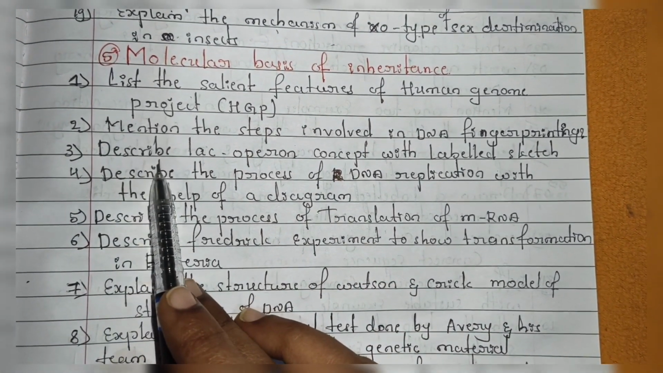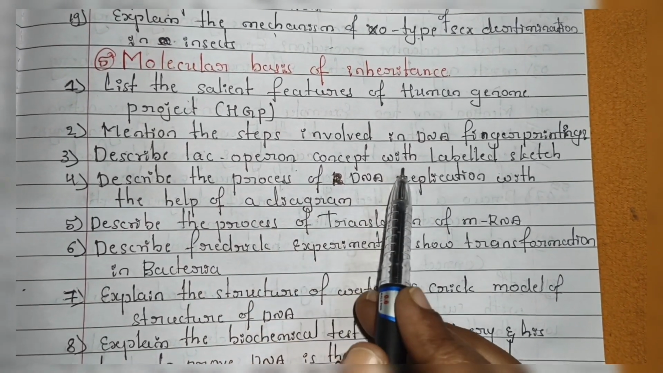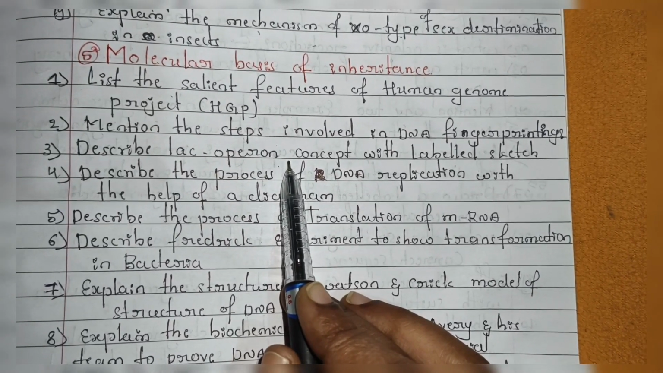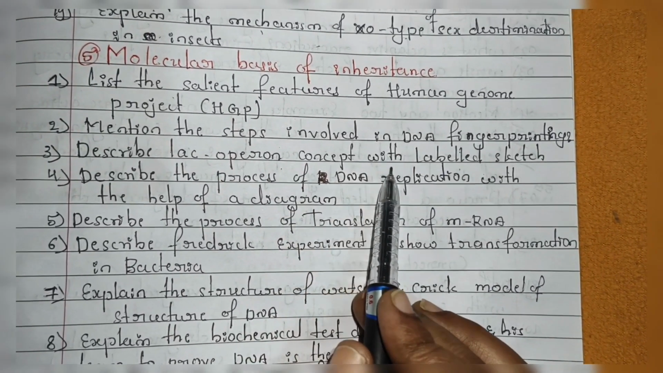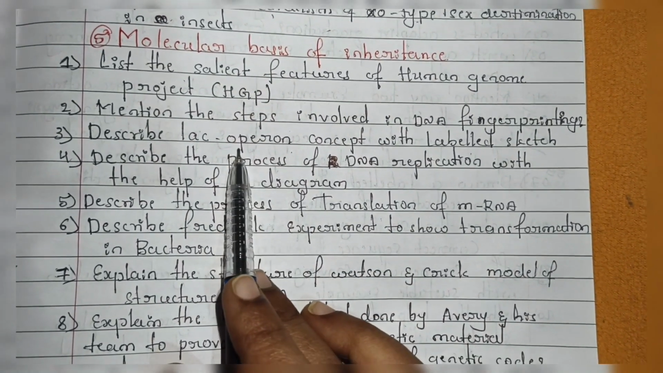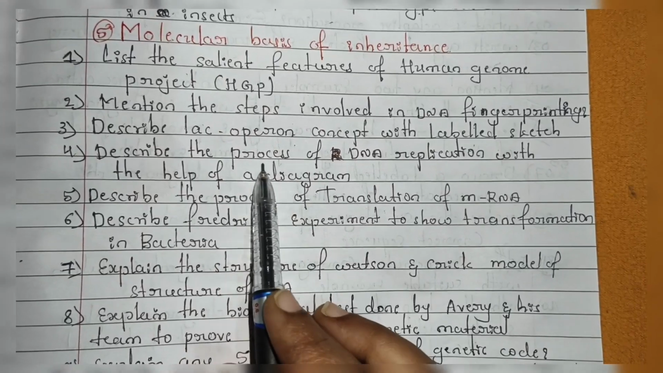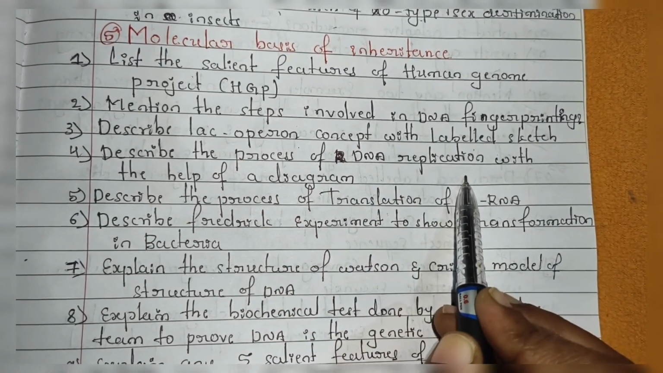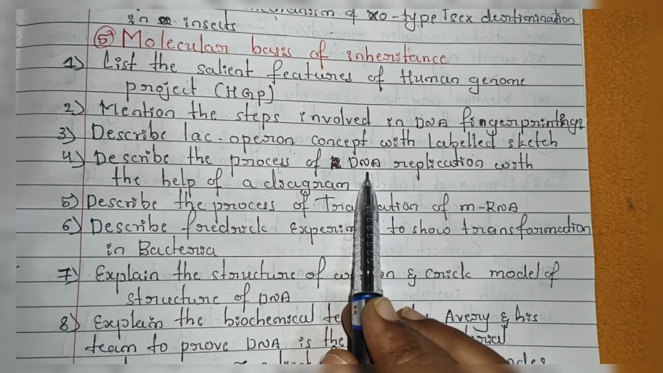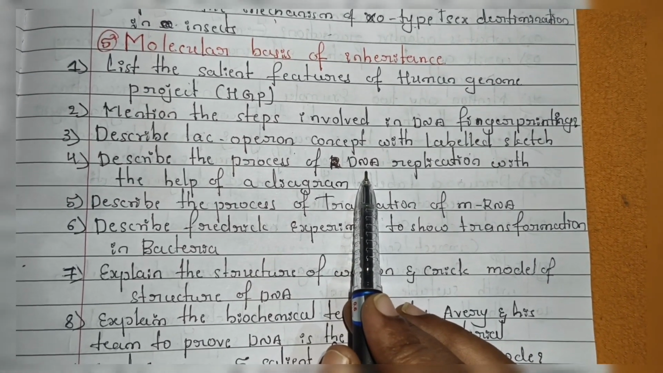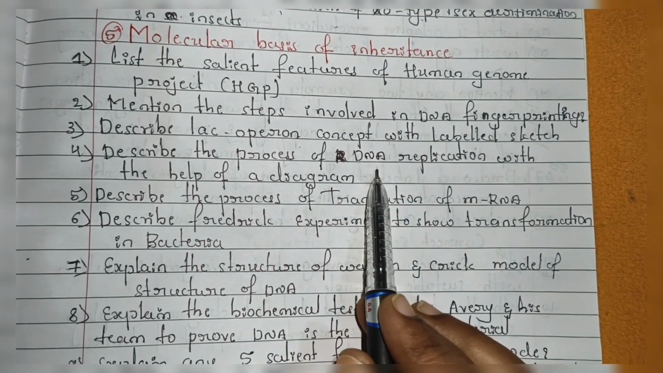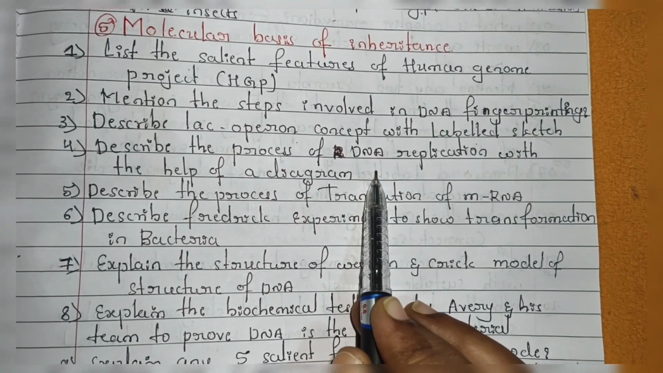And the next, third one is, describe the lac operon concept with a labeled sketch. And for the lac operon, you have to describe both switch on and switch off, and you have to write both the schematic representations, switch on and switch off, then only you will get full marks. Next, the fourth one is, describe the process of DNA replication with the help of a diagram. You have to describe DNA replication, how the duplication of DNA takes place, and what enzymes are involved and where they are involved. You have to draw a diagram, plus you have to explain it.